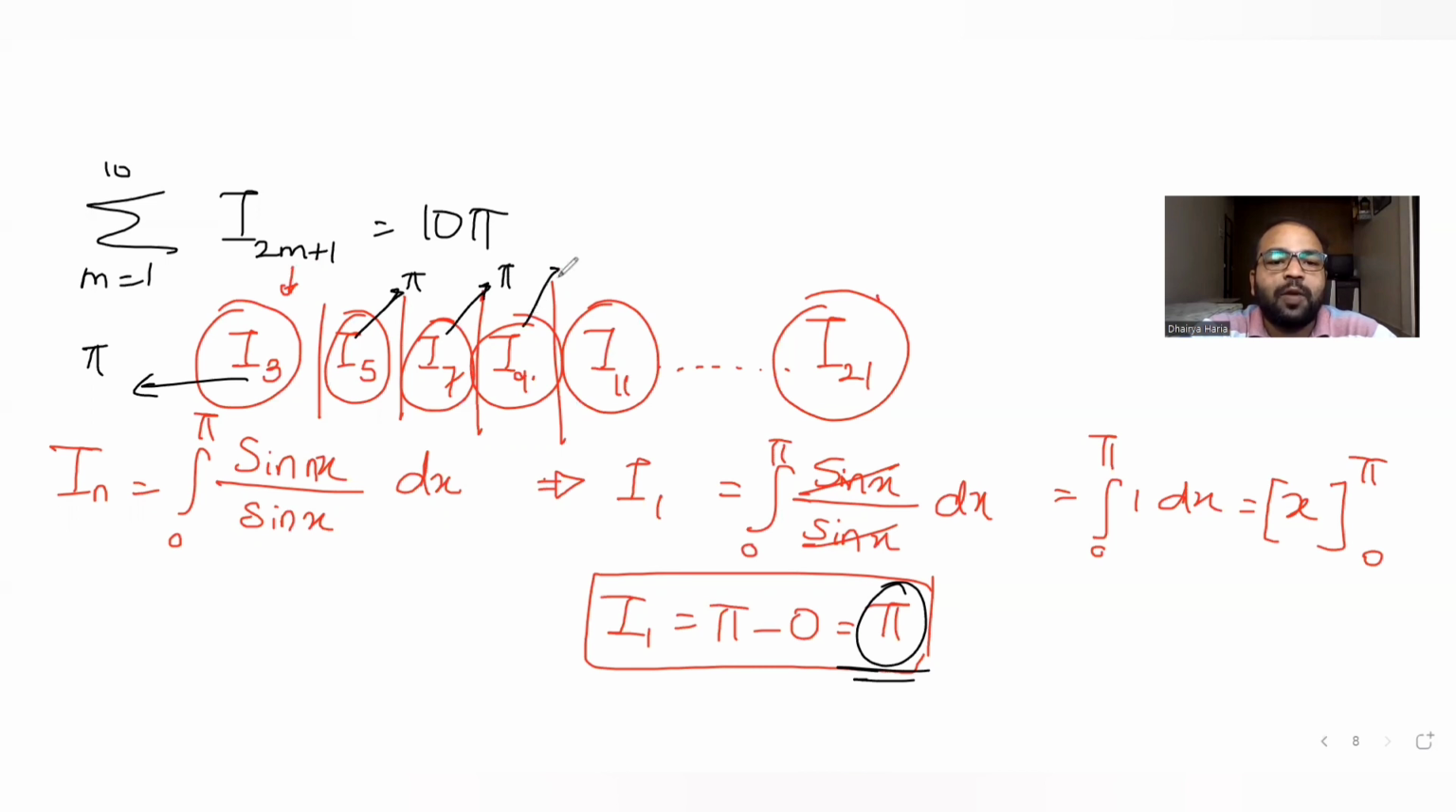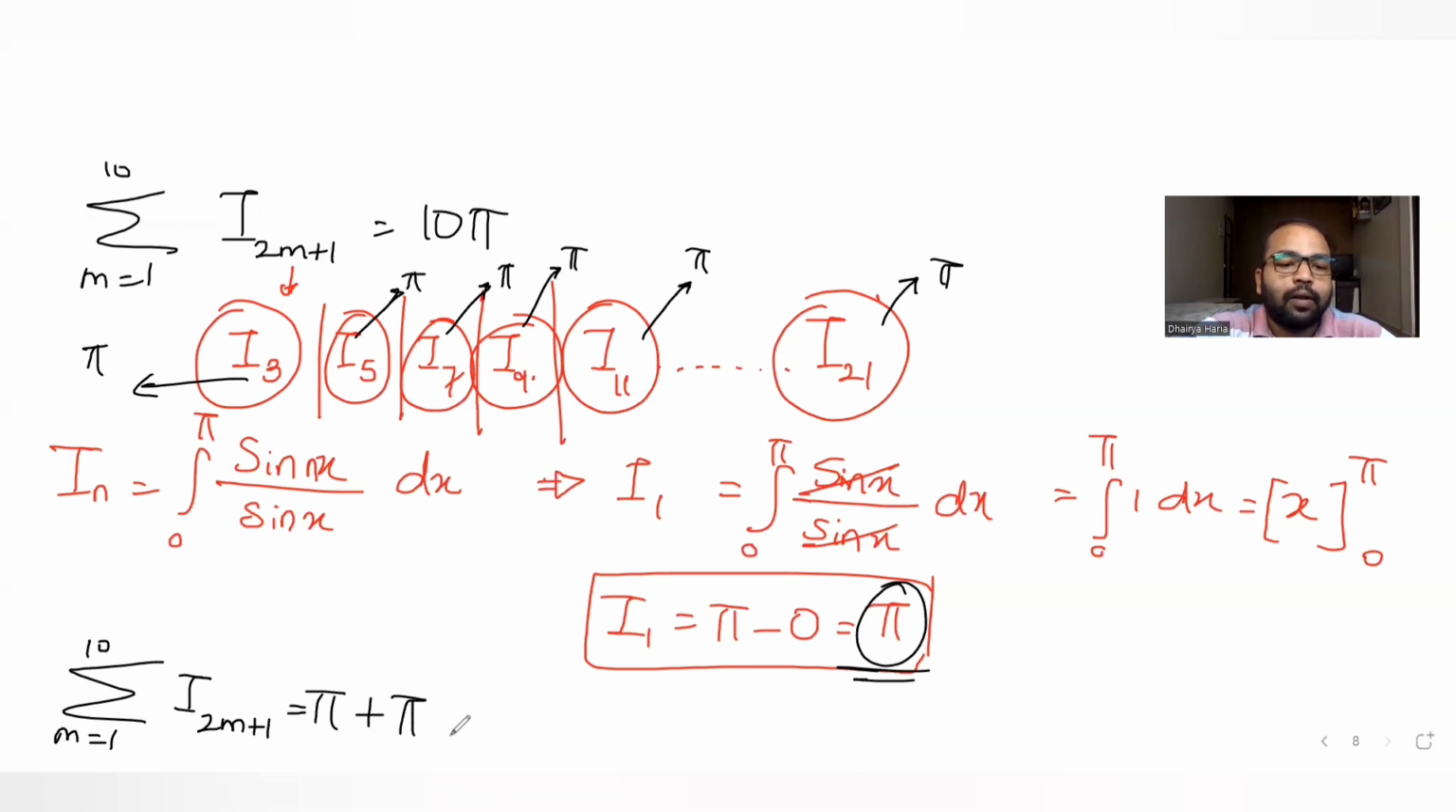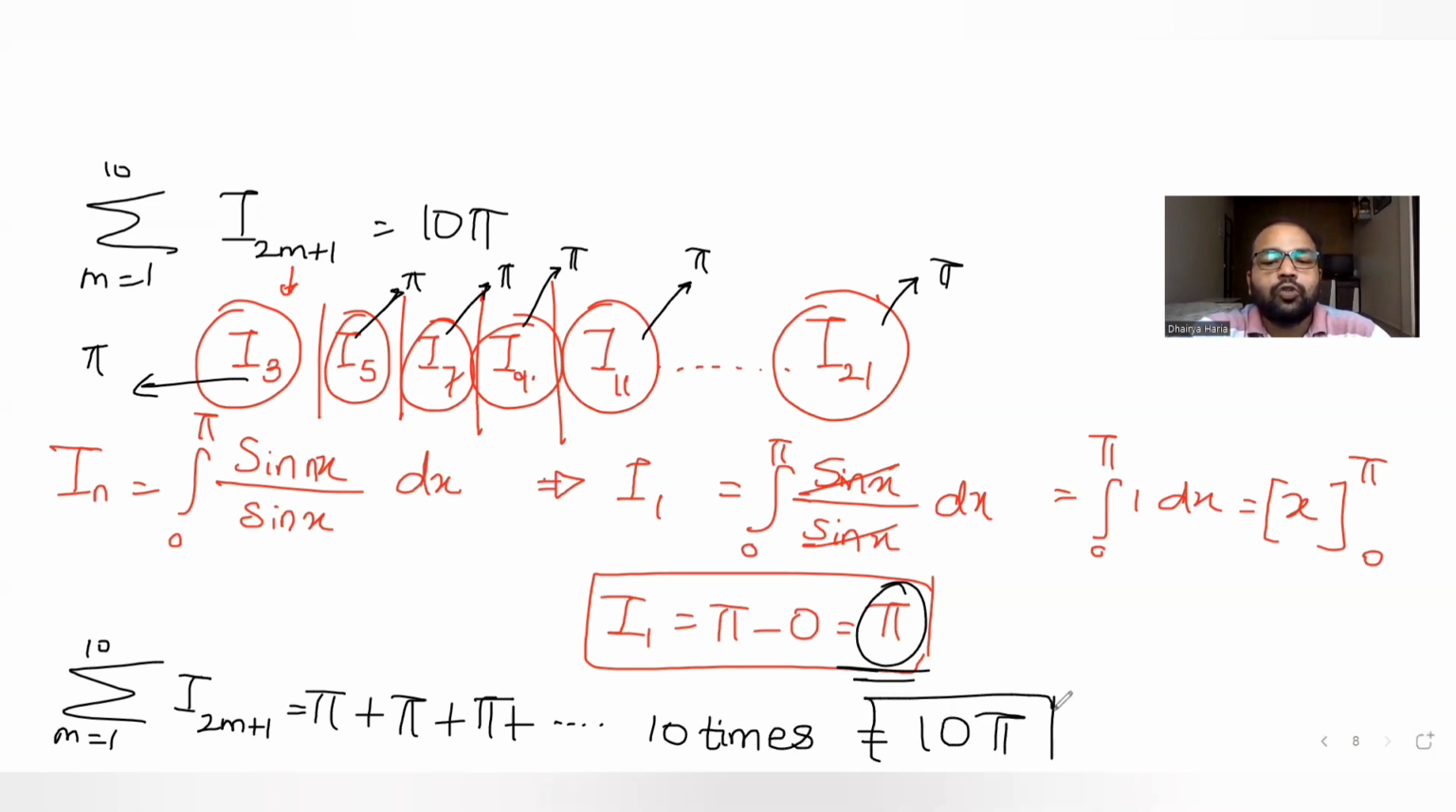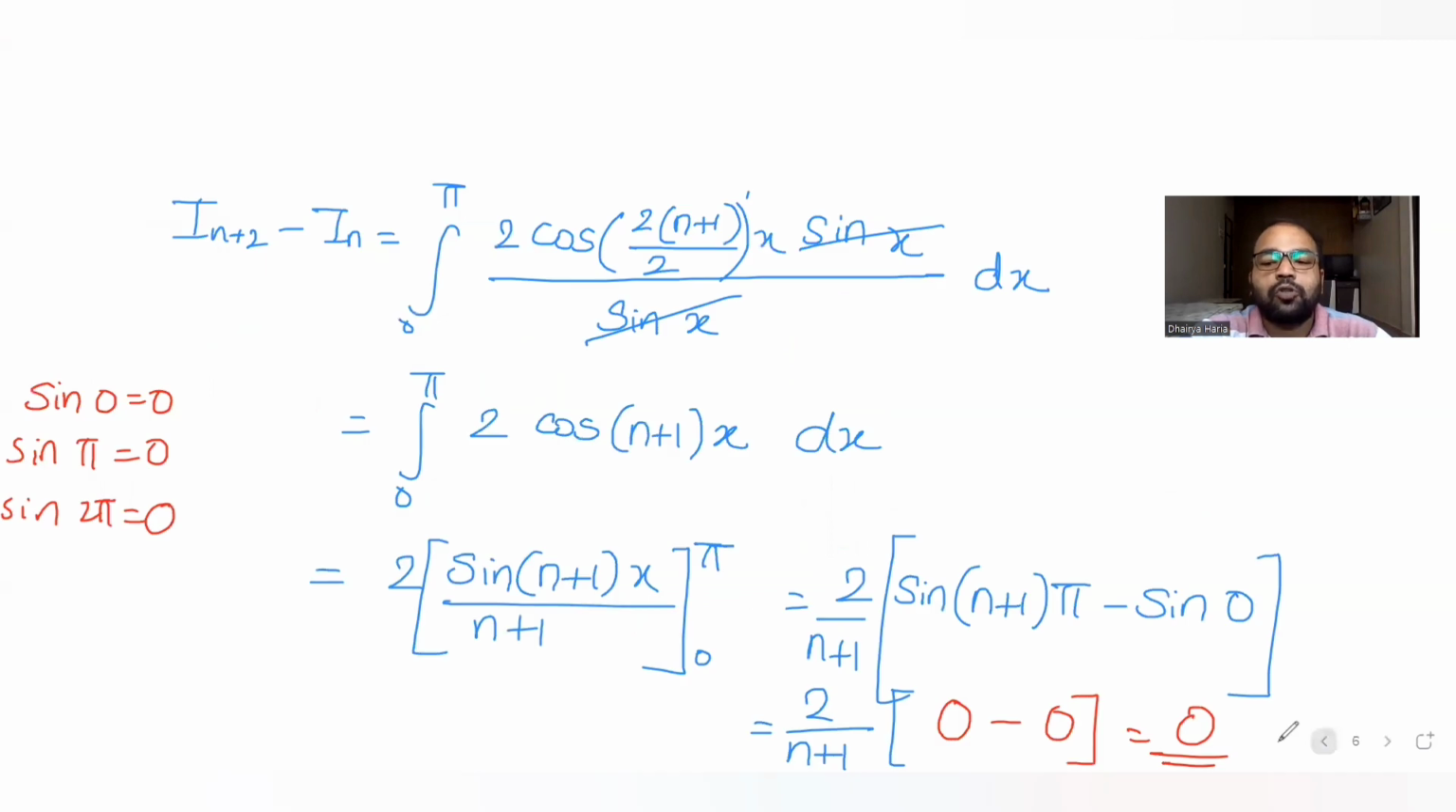So when all of them have the answer pi here, we get this pi added basically 10 times. So summation of m equal to 1 to 10, I of 2m plus 1, is adding pi 10 times. And when you're adding pi 10 times, that makes it 10 pi. So you are getting that second option also correct.